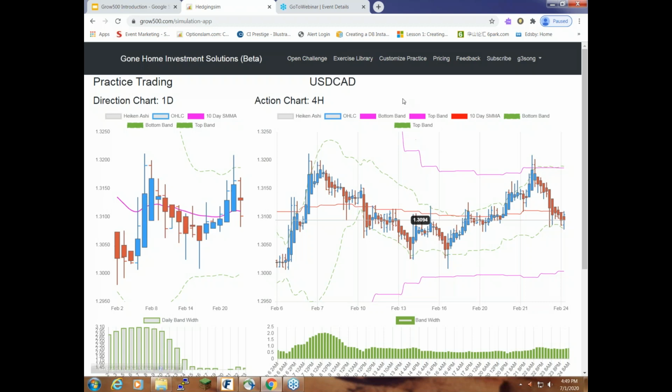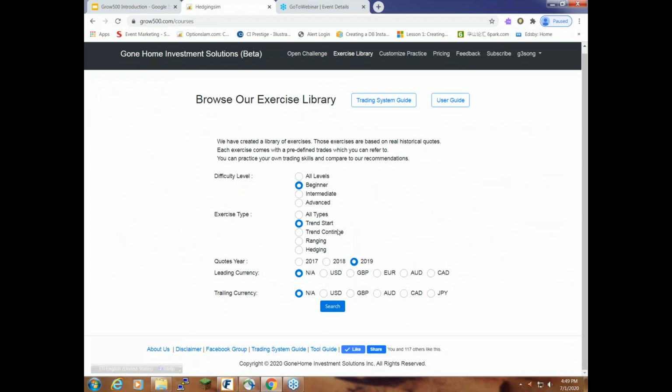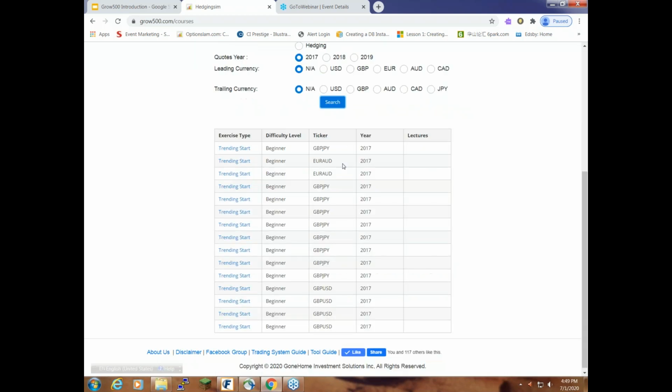And we also create a bunch of exercise library, which we look at all the history. We say, okay, maybe based on what we're teaching you, there is a trend start, continue, ranging, and a hedging situation. And you can look at those situations and search all the exercise types we created and try to see, based on each type, you want to simulate to see if you can make money or not.